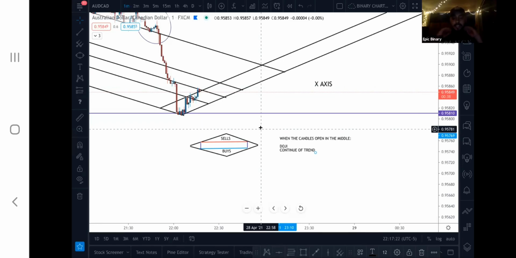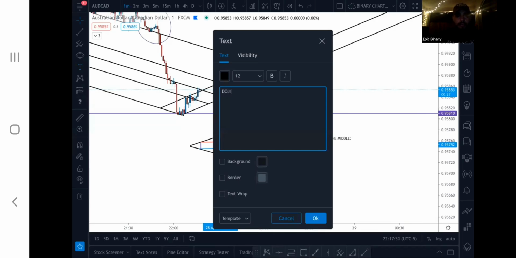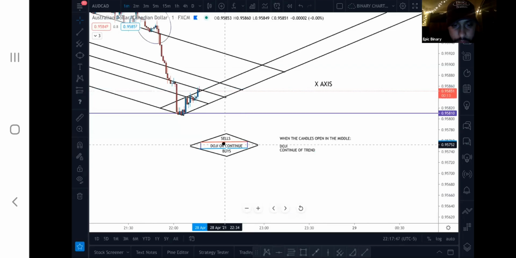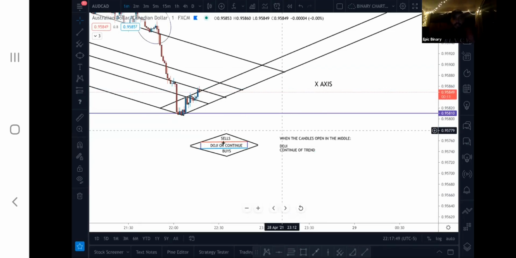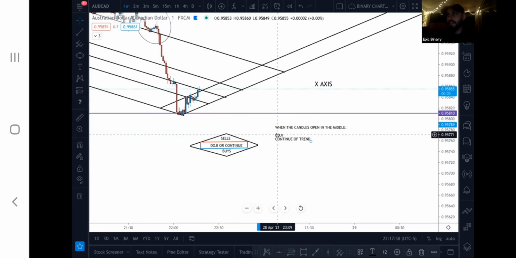So that's just dissecting, all right? So I'm going to go ahead and put on our little diagram here. Doji, or continued. Okay. Now, that's just the top, the bottom, and the middle. Now I need to tell you what happens in the corners.